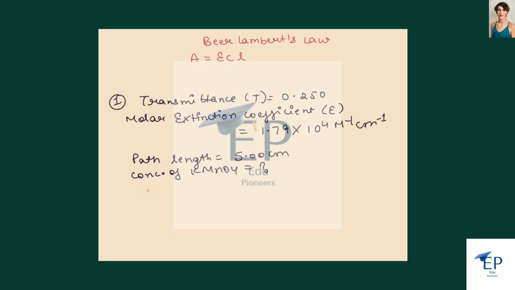From the transmittance we have to find the absorbance. Absorbance is equal to minus log of the transmittance. Let's substitute the value here. Absorbance is equal to minus log of 0.250. So here we get the absorbance value, which is equal to 0.602. Now we have the absorbance.